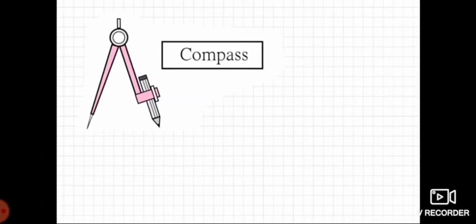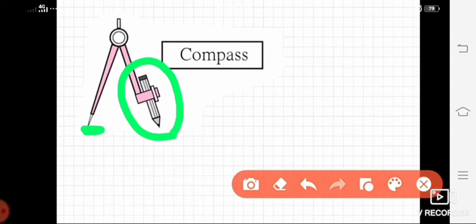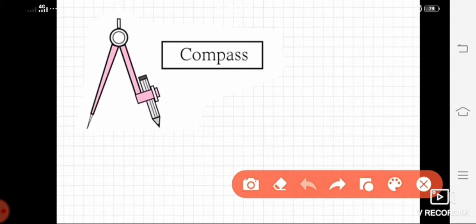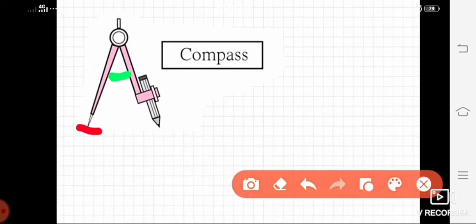Here, whatever instrument you are able to see on the screen, what is that instrument called? Yes, it is a compass. See children, it has one needle-like structure here, a pointed end. And in the other end, we have to insert a pencil. Now, when you press both of them and bring them together, the point of the needle and the point of the pencil are in a straight line. Now you can see there is a distance between them here. Can you see this distance? Why do we take this distance?